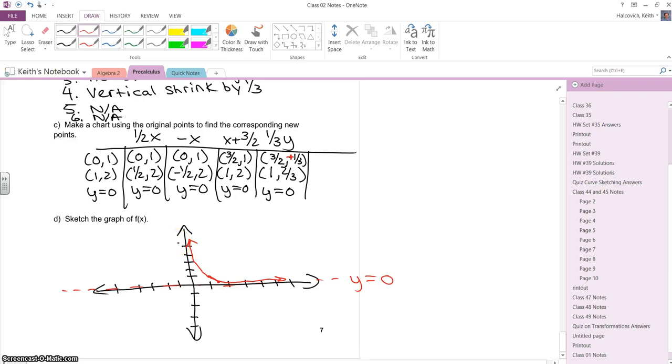And also remember that when we did this originally, because this is the same function as the last one, we got that it was a decay function. Decay functions always decrease from left to right.